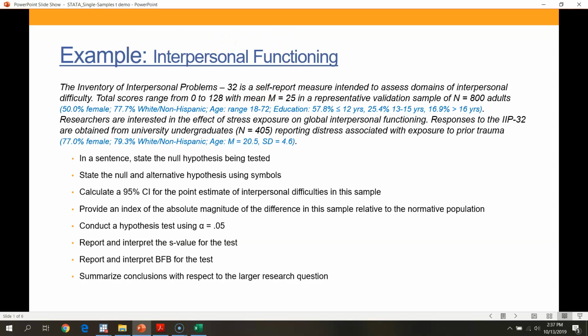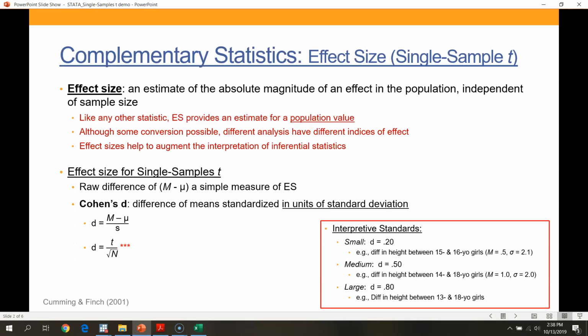So do we have sufficient evidence to reject the null hypothesis that the actual mean score in the population of undergraduates exposed to significant trauma is equal to 25? Okay, so we're going to run our hypothesis tests and look at our confidence intervals.